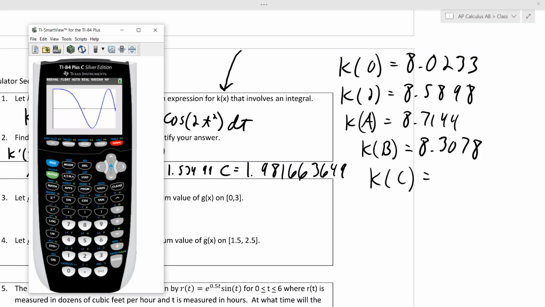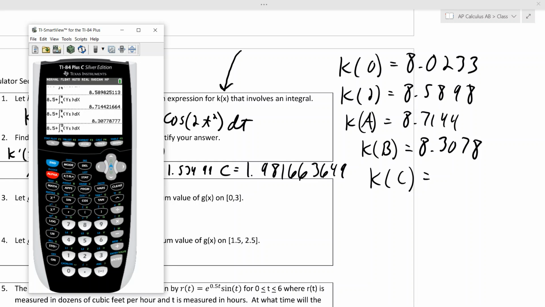K of C is going to be a maximum. We know that already, but we'll find it. I don't want to do that. I want to hit second entry. There we go. Then we'll go back here and we'll hit alpha C.